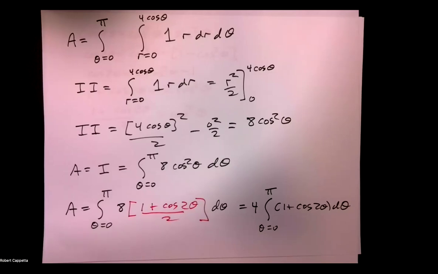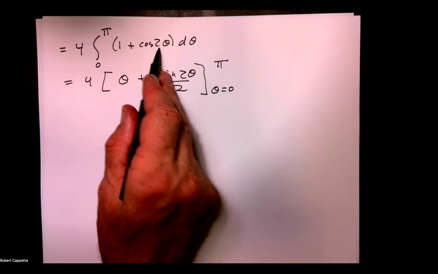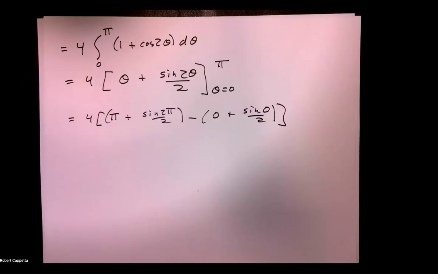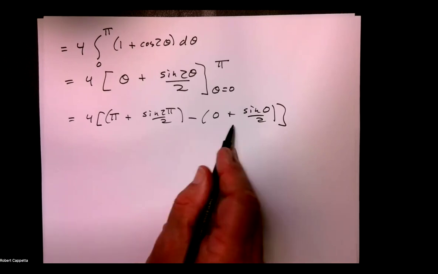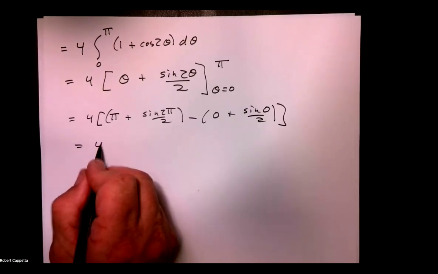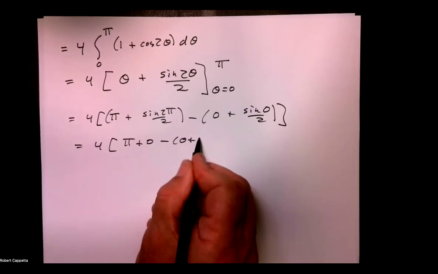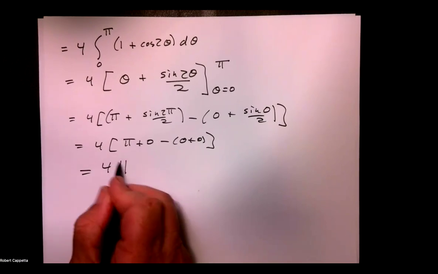Let's finish that integral. The integral of 1 is theta. The integral of cos 2 theta is sine 2 theta over 2. You need to do a u substitution to get there. And let's go ahead and finish this. Plugging in those values, I get pi plus sine 2 pi over 2 minus 0 plus sine 0 over 2, which is 4 times pi plus 0 minus 0 plus 0. After all is said and done, the answer to that is 4 pi.